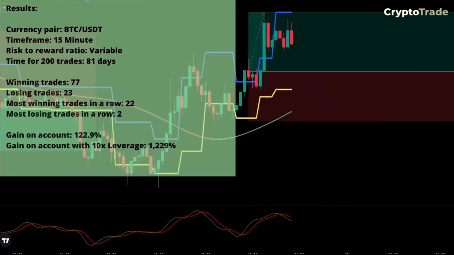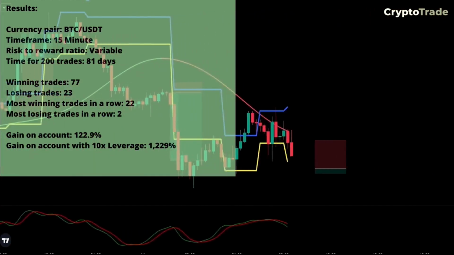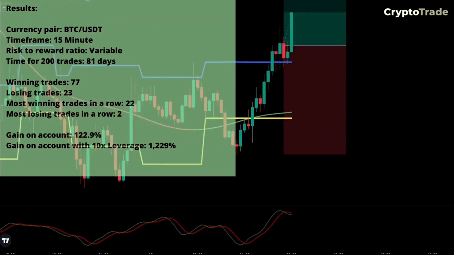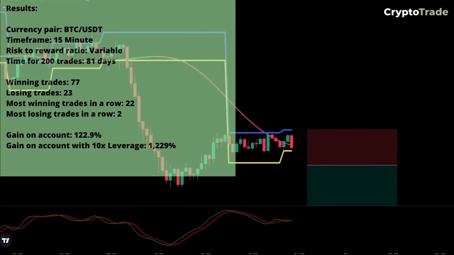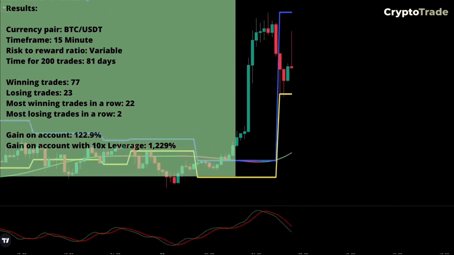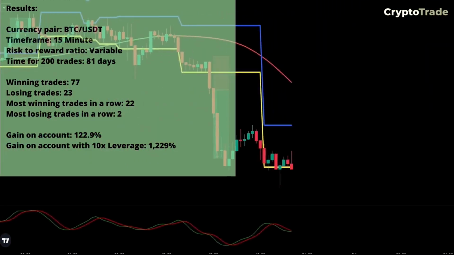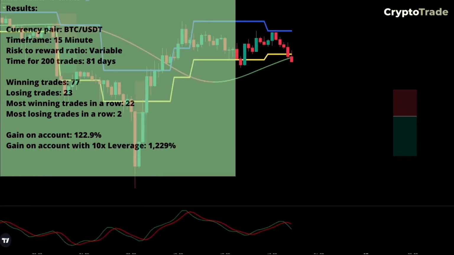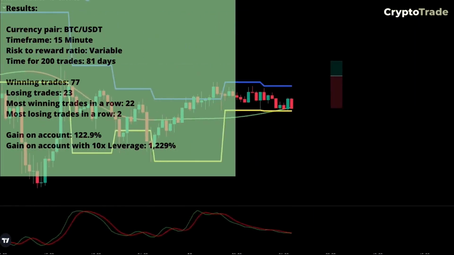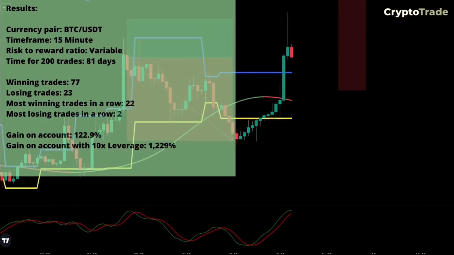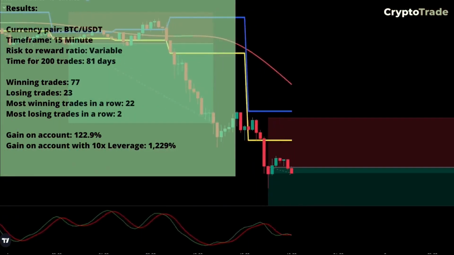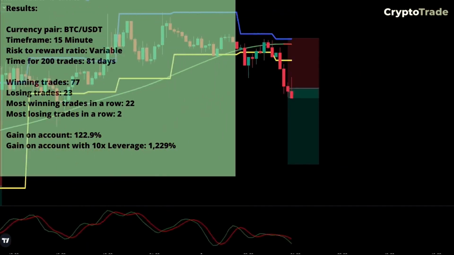The results of these trades were quite positive overall, with 77 winning trades and 23 losing trades, resulting in a 77% success rate. One of the key metrics we tracked during these trades was the maximum consecutive winning trades and the maximum consecutive losing trades. During the testing period, we saw a maximum of 22 consecutive winning trades and a maximum of 2 consecutive losing trades. This highlights the stability and consistency of the strategy being tested.